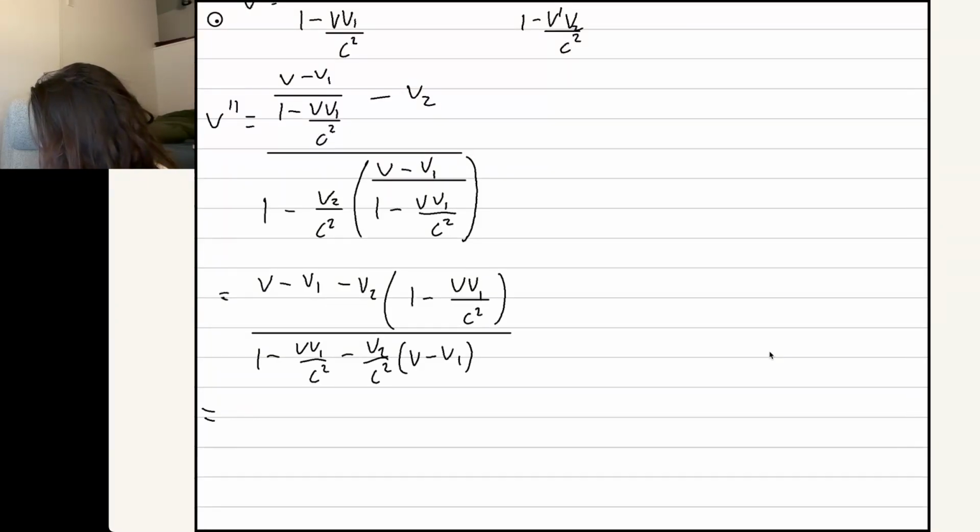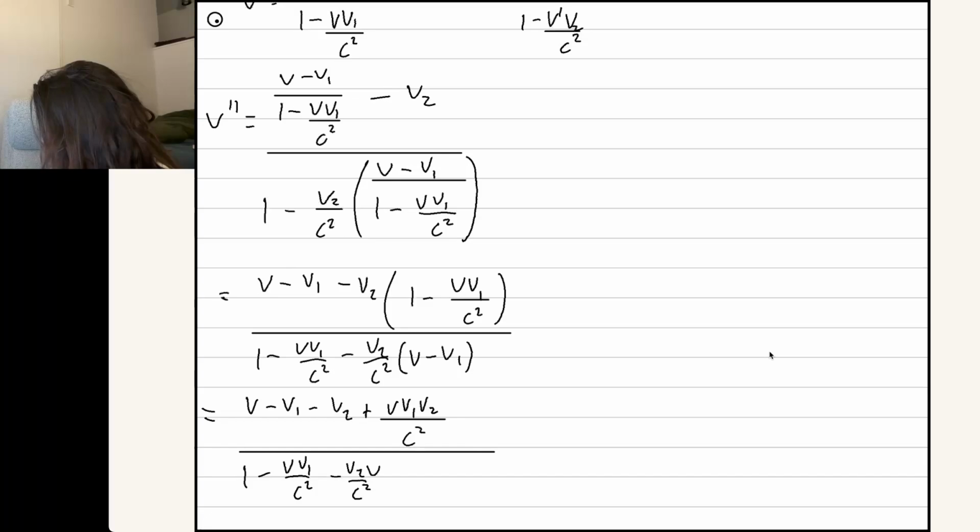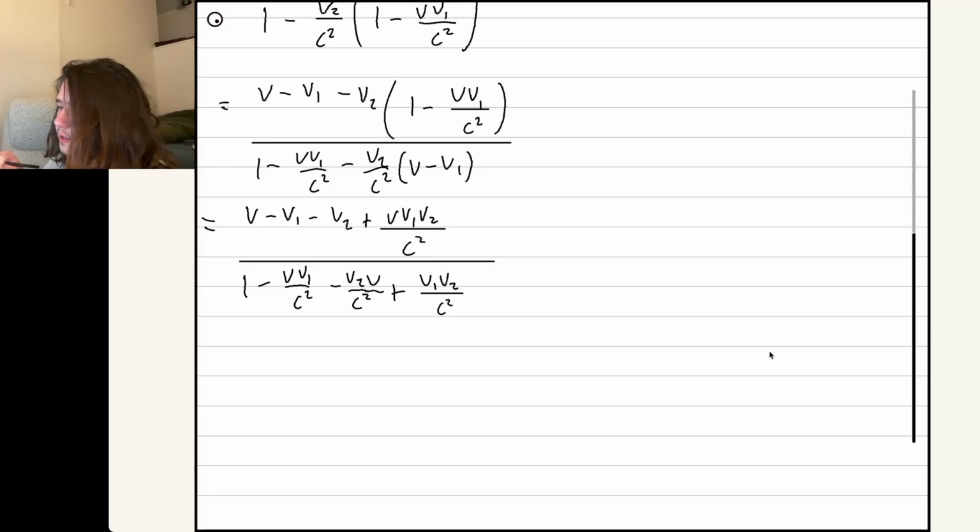Now I'm interested in expanding any place where it is worth. So now I'm looking at v minus v1 minus v2 plus v1 v2 v over c squared. And then saying 1 minus v1 v over c squared minus v2 over c squared times v plus v1 v2 over c squared. Now I'm interested in regrouping everything. And the way I'm going to group things is I want to try and get everything that depends on v separate from things that don't depend on v.